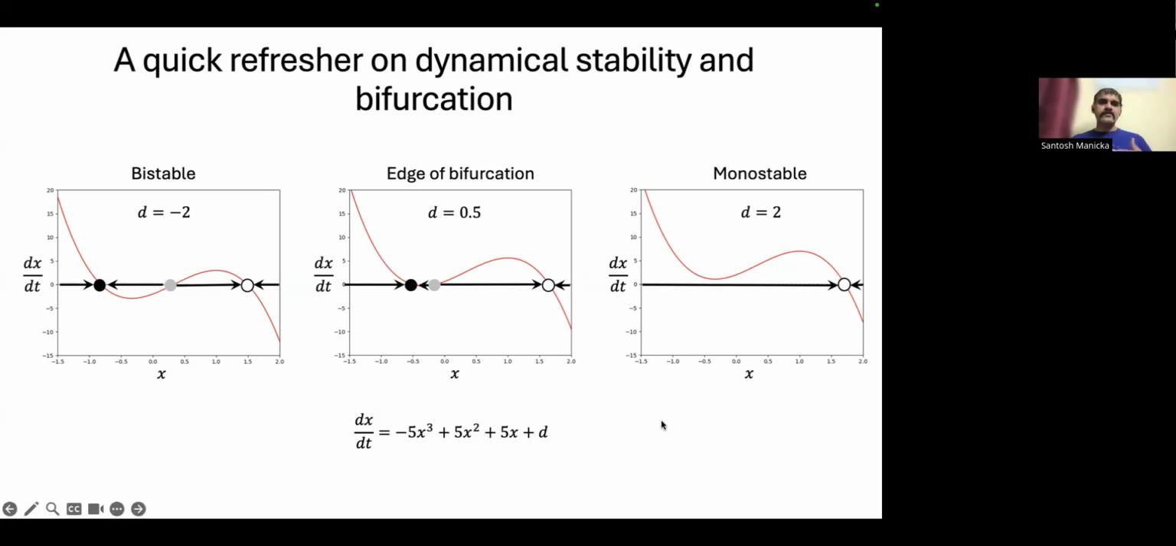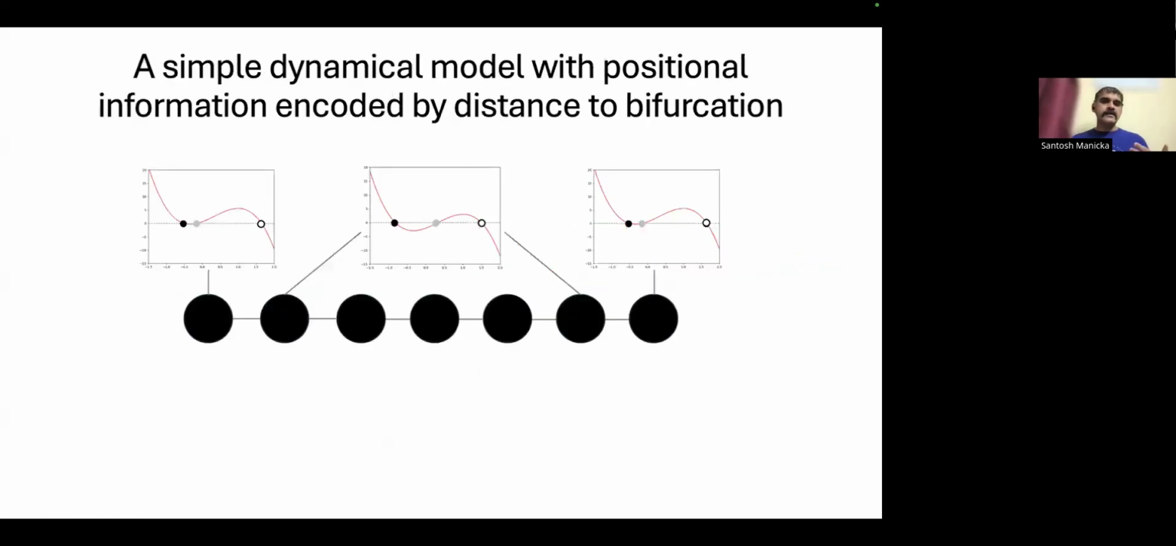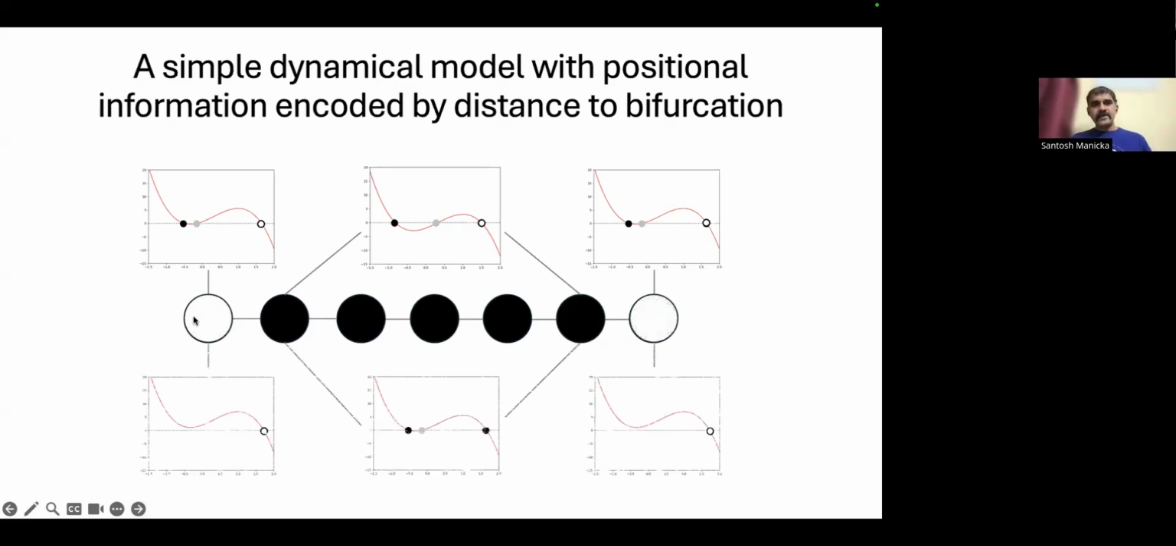So we will leverage this idea to design a system that will self-organize such that it will place the cells at the end of the chain to lie at the edge of bifurcation, and the cells in the middle of the chain to lie far away from bifurcation. So this way, when you perturb the cell over here, it will lift the curve a little bit. So this will switch the bistable system to a monostable system.